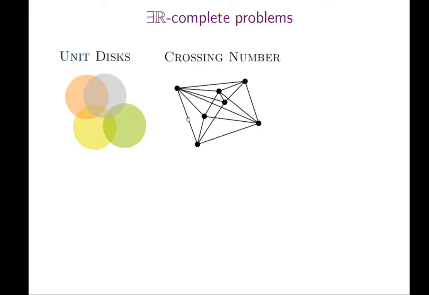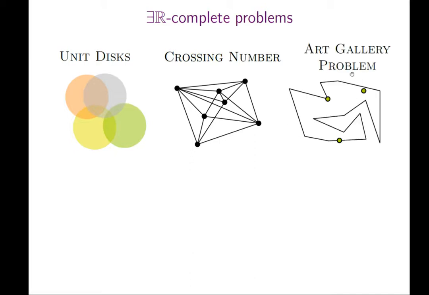So for instance, recognition of unit disk intersection graphs, minimizing the number of crossings for a given graph, and the art gallery problem. The art gallery problem was kind of an important step, because I think people really didn't expect that the art gallery problem is ER complete. And the proof that it's ER complete was also a big step forward for our results. So we heavily rely on the techniques developed to show that the art gallery problem is complete in this paper.